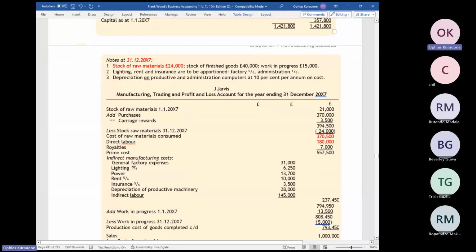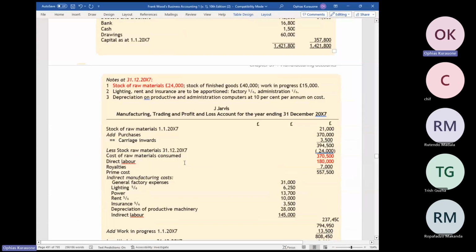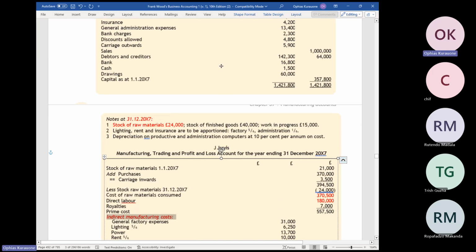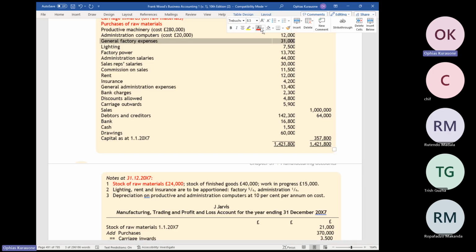Then we go to indirect manufacturing costs. If you are saying manufacturing costs, we are talking about only costs affecting manufacturing. General factory expenses. General factory expenses. This figure, 31,000. You pick it and write it.